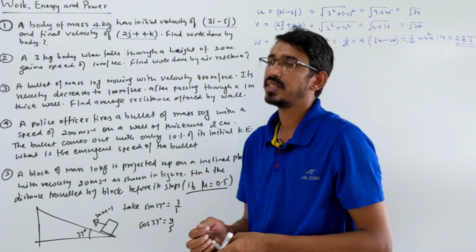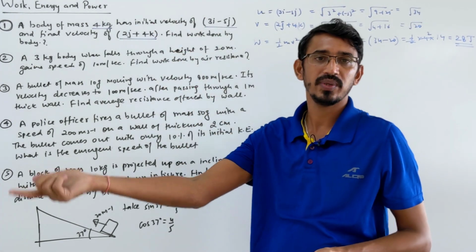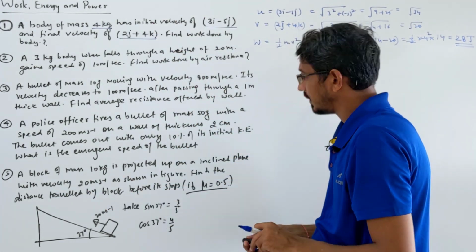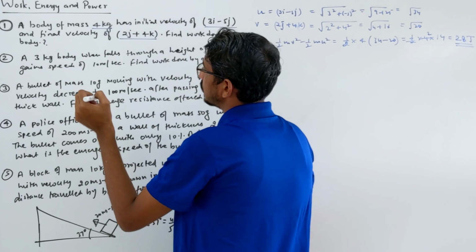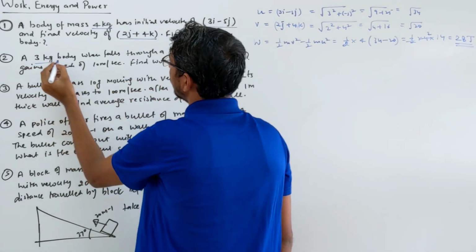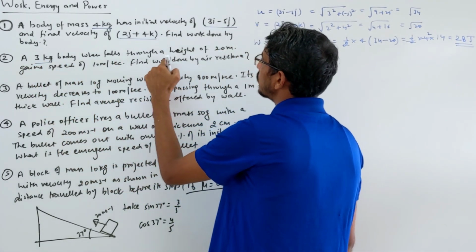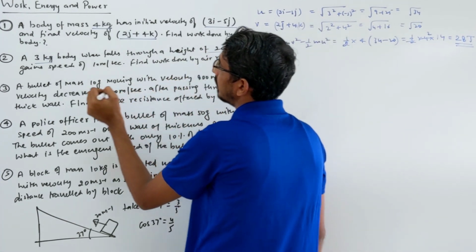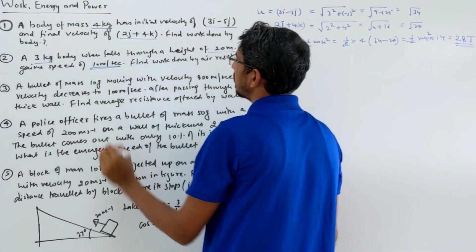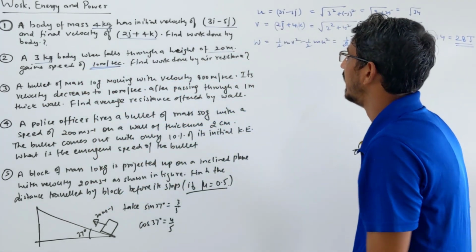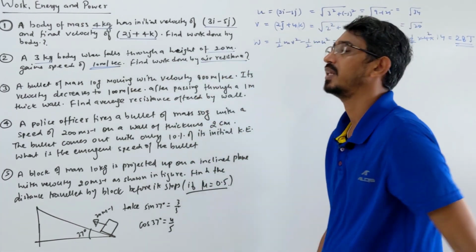Direct questions can also be asked, where the initial and final velocity are given and you simply find the work done. Okay, question number 2. A 3 kg body, when it falls through a distance of 20 meters, gains a speed of 10 meters per second. Find the work done by air resistance.